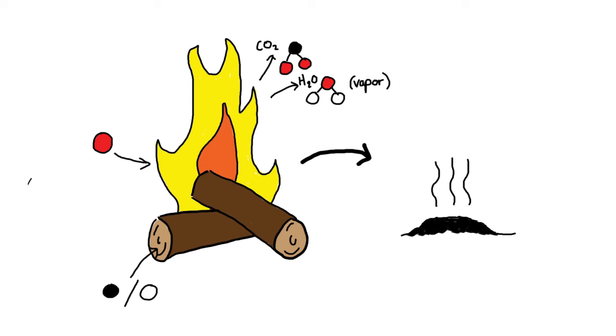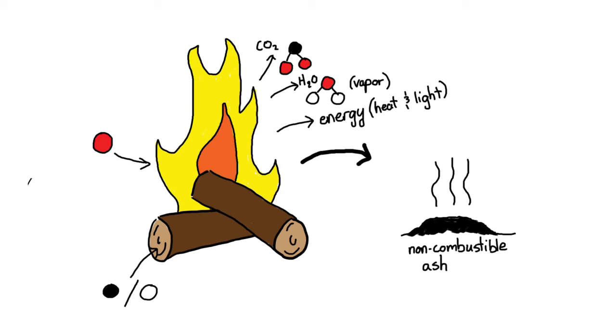Also, since this is a fire, it's releasing energy. As it's going through this chemical reaction, it's releasing energy in the form of light and heat, which is usually what we care about when we're making a fire. The stuff that's left over is this non-combustible ash. These are the atoms that didn't burn up in the fire. But as you can see, the majority of the wood actually gets transformed into these other molecules, carbon dioxide and water vapor. Pretty neat, isn't it?